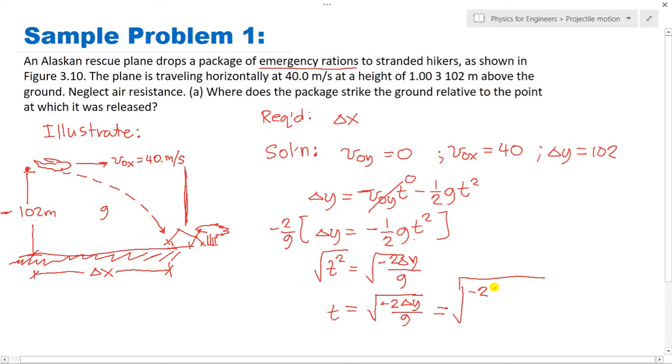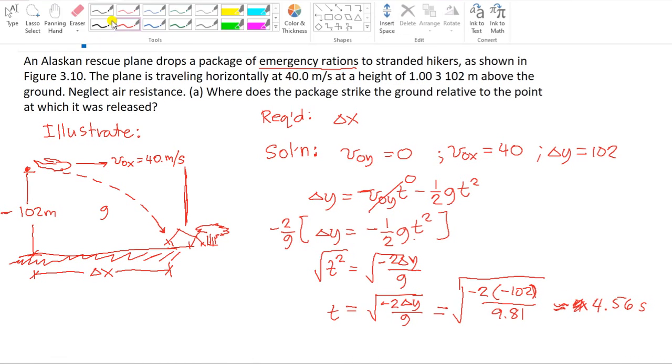So let's substitute. We have negative 2 times negative 102 divided by 9.81. So our time pala, by solving calculator, negative 2 times negative 102 all over 9.81, you have a time of approximately 4.56. So put here approximately 4.56 seconds. So meron na tayong time.